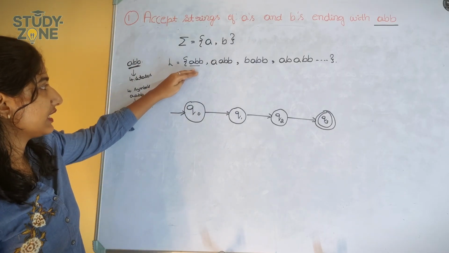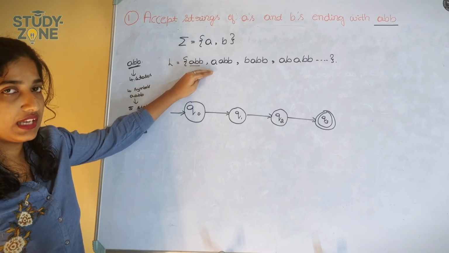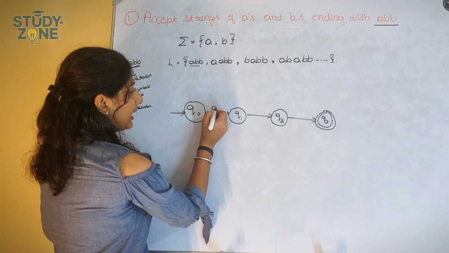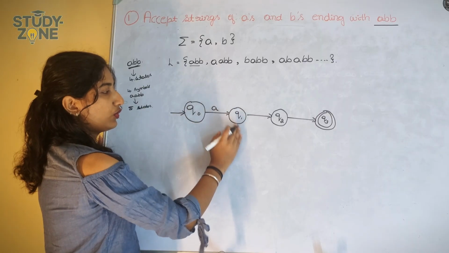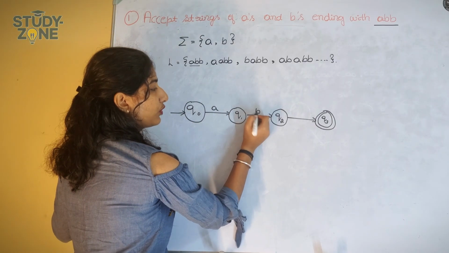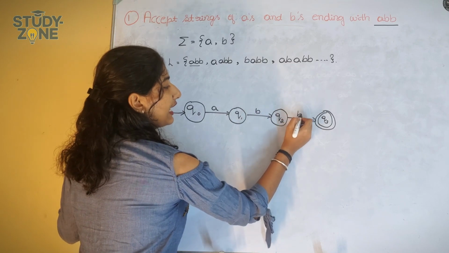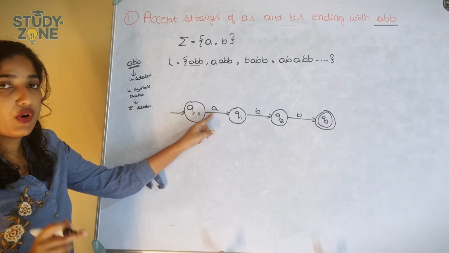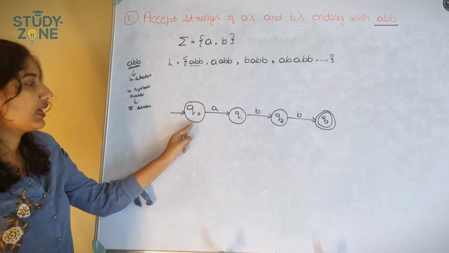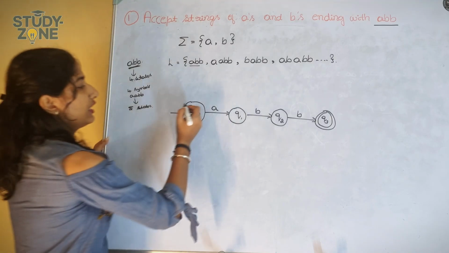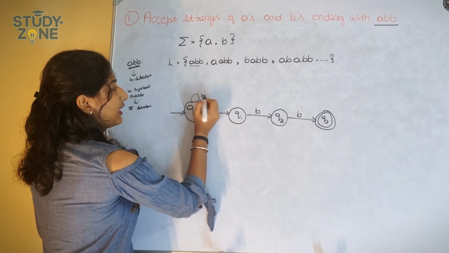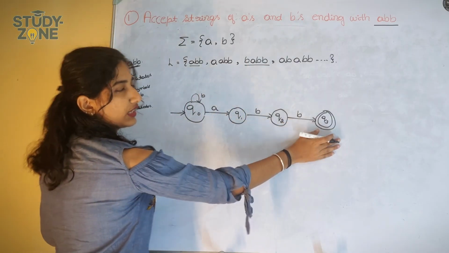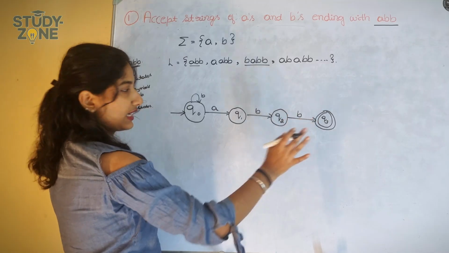One thing we can write easily is that if we get A, B, B as our string, it should move to the final state. If we get A, it should move from state Q0 to Q1. If it is B, it should move from Q1 to Q2, and if it is again B, it should move from Q2 to Q3. Here we have only A. So what if we get B in the Q0 state? It should stay in this state only. B, A, B, B: this is done. If we get B, A, B, B, it will be in the final state, so the string is accepted.